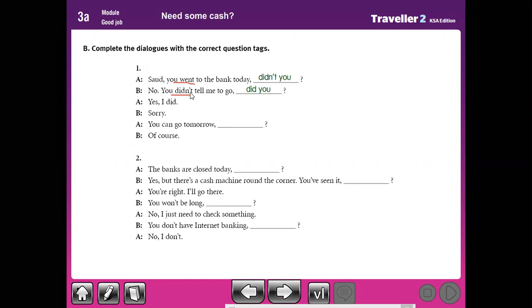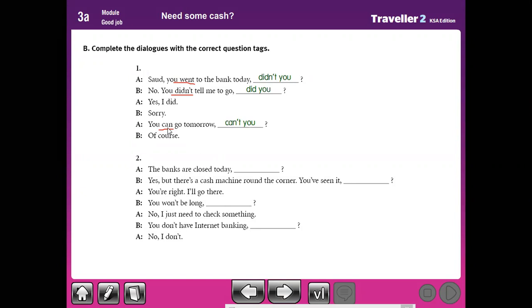Number 3, you can go tomorrow. Of course, pay attention here. There is a modal verb can, so we use can't. Why can't, mister? Because this is an auxiliary verb. Can changes into can't, and the statement is affirmative, so we use a negative question tag.